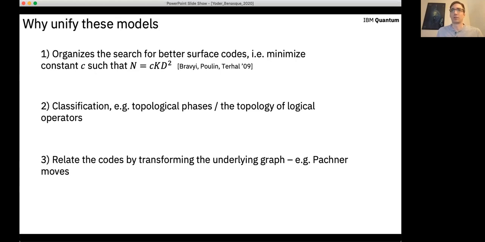Some other motivations are, once you have this model, maybe you can classify these codes, thinking in terms of topological phases, or the topology of their logical operators. And then finally, if you have all the codes under one framework, then you can start thinking about relating them using some group actions. So mostly in this talk, I'm going to be focusing on number 1, and backing it up with a bunch of examples.